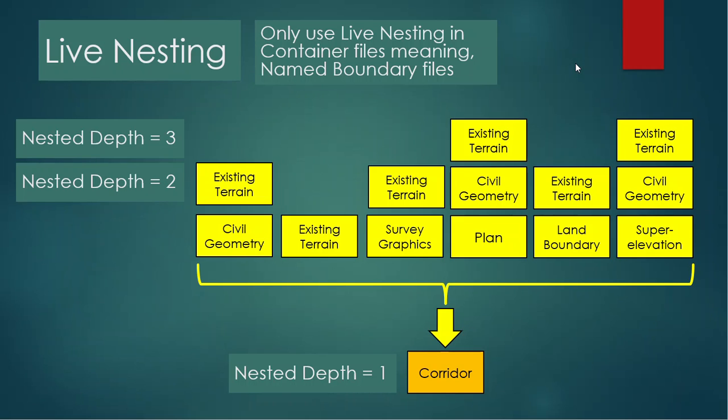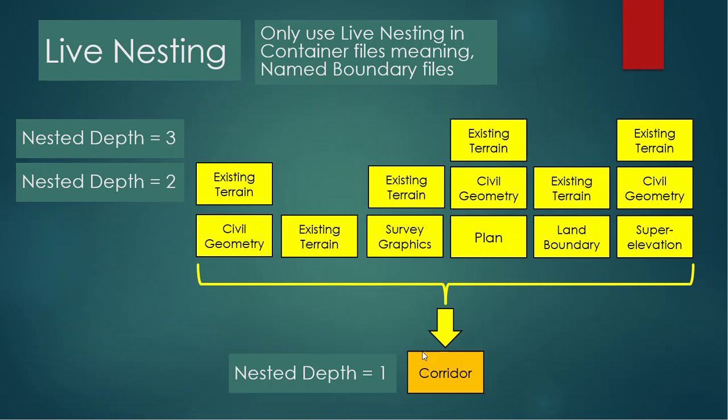Now, live nesting. We only use live nesting in container files, meaning name boundary files only. We don't want to use it in our corridors file, and we don't want to use it in any other kind of file that we create. We want to just use it in a container file only, which is the name boundary stuff. And the way it works is you can see a nested depth of 1 down here.